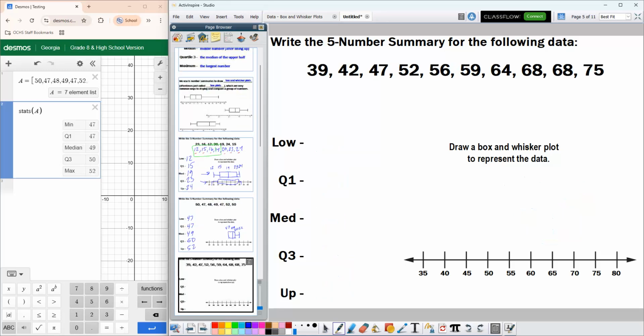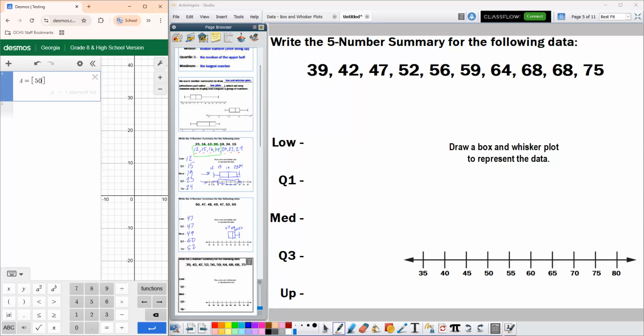Next one. Man, I definitely don't want to have to write all these out in order, but look, my teacher is so nice. He went ahead and put them all in order. Let's be lazy. Let's just use Desmos, okay? So I'm going to have A equals brackets, and I'm going to type all these in: 39, 42, 47, 52, 56, 59, 64, 68, 68, and 75. It says I have 10 elements in my list, and I've got 1, 2, 3, 4, 5, 6, 7, 8, 9, 10 numbers over there on the right side.